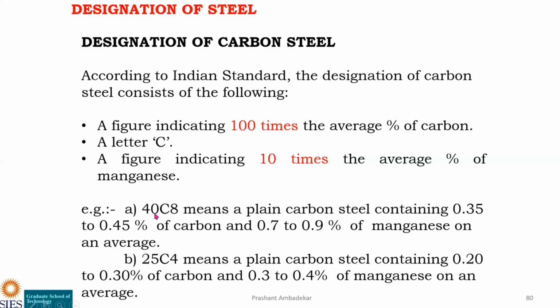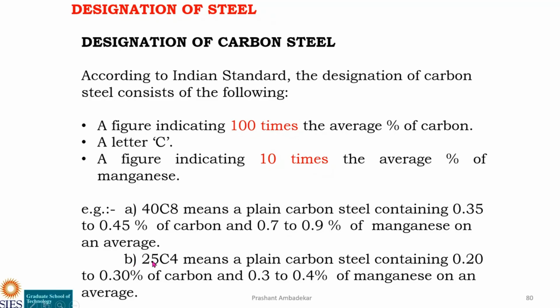So when I say 40C8, when I say 40, it is percentage of carbon and which is 100 times. Then a letter C, this is a letter C, and then third is a figure indicating 10 times the average content of manganese. So 8 is what? 8 is indicating the percentage of manganese, and how much it is? It is 10 times. So 10 times of 0.8. You can see here 0.7 to 0.9. What is the average? 0.8. So 10 times of 0.8 is how much? 8. So that's why it is 8.